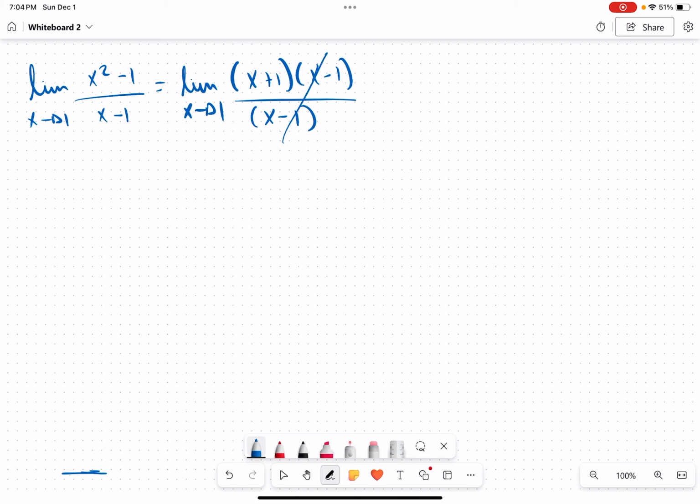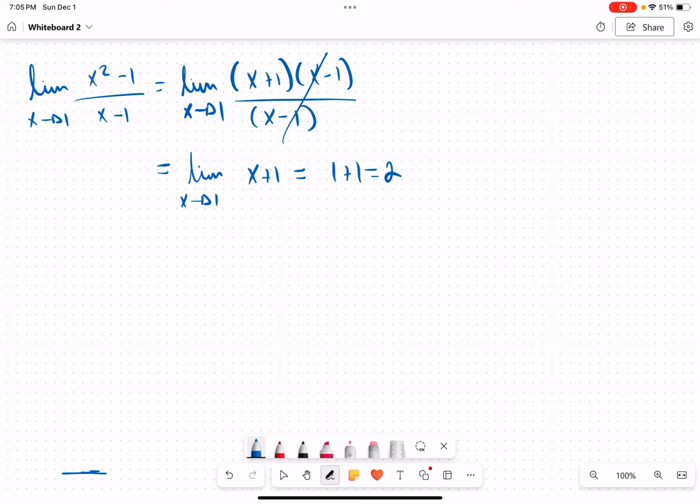As we can see here, the x minus 1 will cancel out. It becomes 1, so we are left with the limit of x plus 1 as x approaches 1. Now we can substitute the 1, and we get 1 plus 1, which is 2. So that is the answer for the first limit.